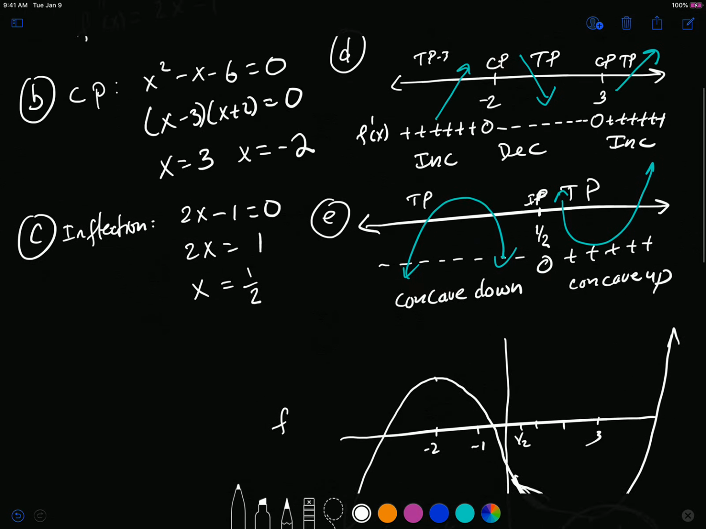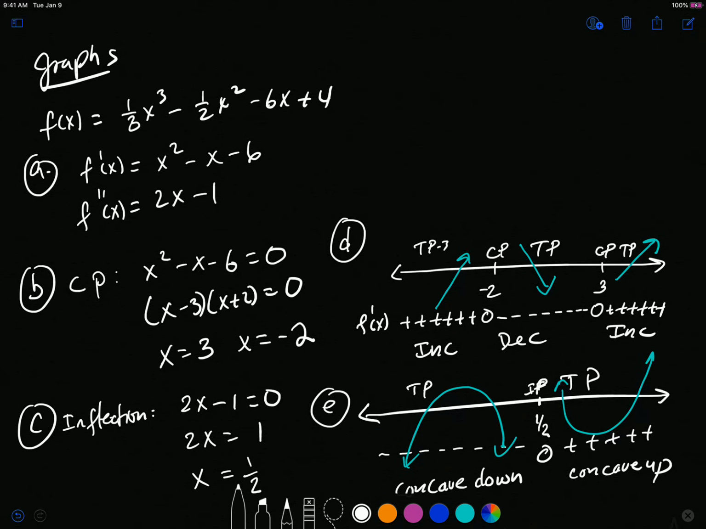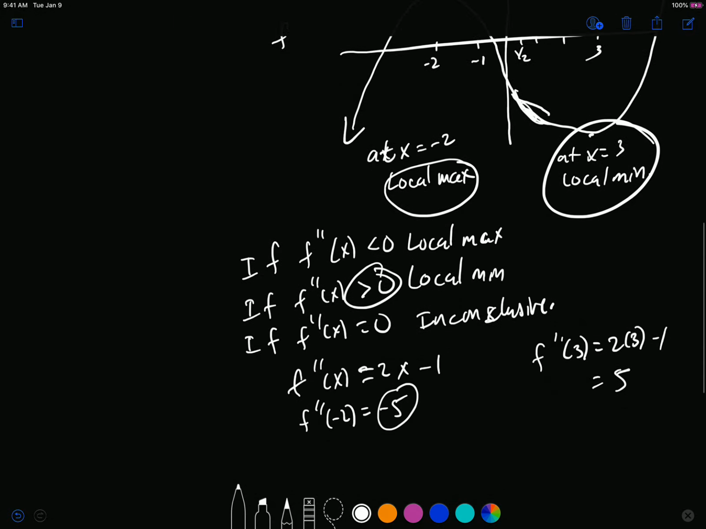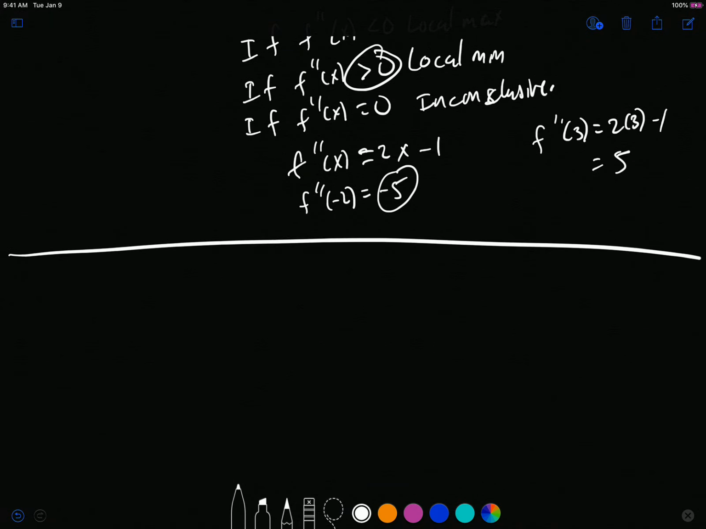Alright. So we gotta do all of this again, but for a new function. Lots of fun in the neighborhood.